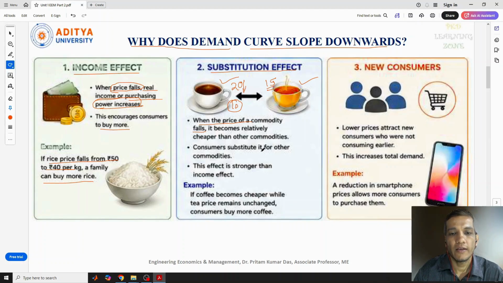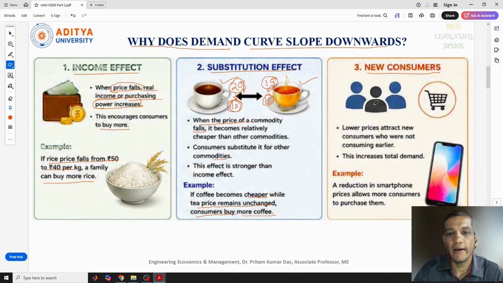So the consumer can substitute it for other commodities. Like if coffee becomes cheaper while the tea remains unchanged, the consumers may buy more coffee. That's what I told you. When the price of coffee decreased from 20 rupees to 10 rupees, but the price of tea remains the same, coffee can be demanded more. That means substitution effect.